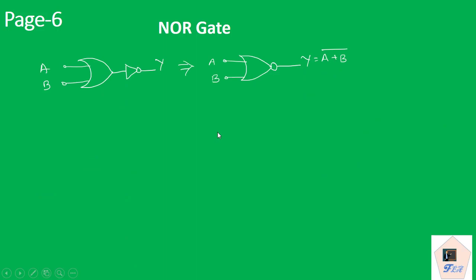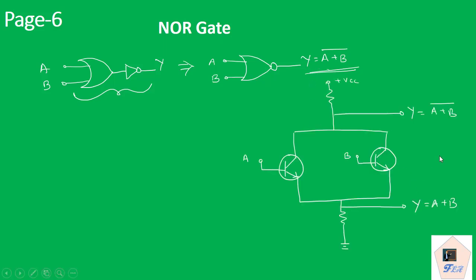Next is the NOR gate. So this is the symbol of the NOR gate. The NOR gate is nothing but an OR gate followed by a NOT gate. So here the output we are getting is the OR complement, and here also we have a minimum of 2 inputs, and we can have multiple inputs also, but we will get only one output. Using transistors we can have the same arrangement, and if we are taking output from the collector side, then we are getting the NOR output.